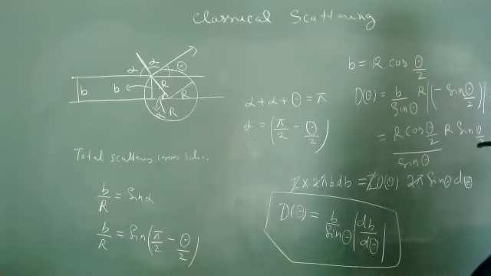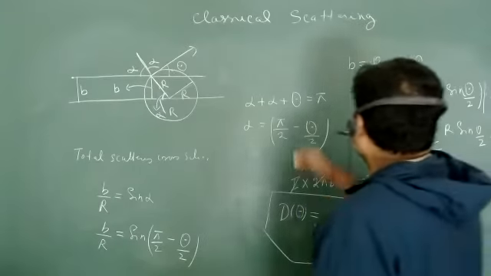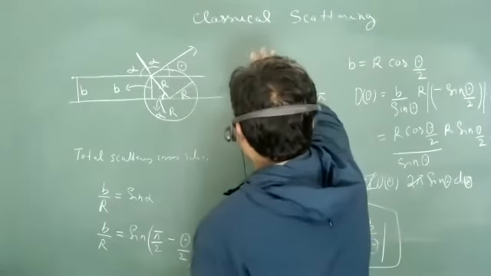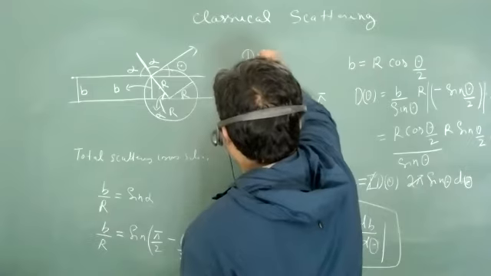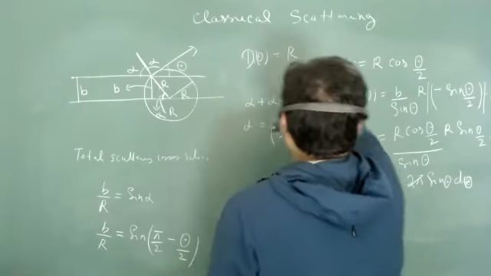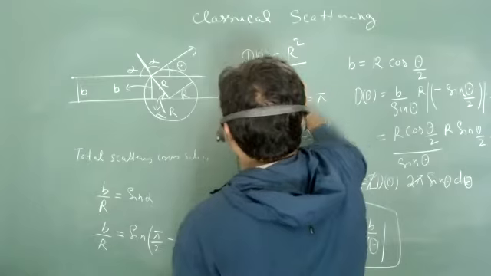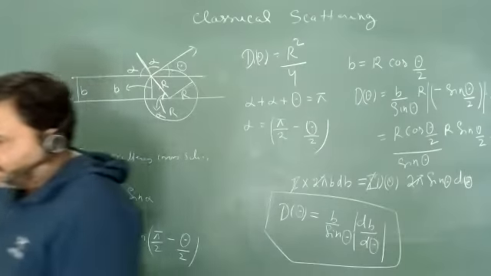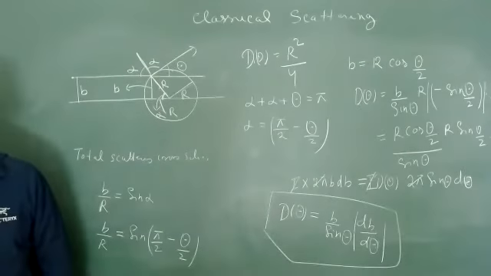So what is this value? You can multiply by 2 and divide by 2, then this is sin theta and this sin theta cancels out, and you can have the value of dσ by dΩ as r square by 4. This value of dσ by dΩ is nothing but r square by 4.